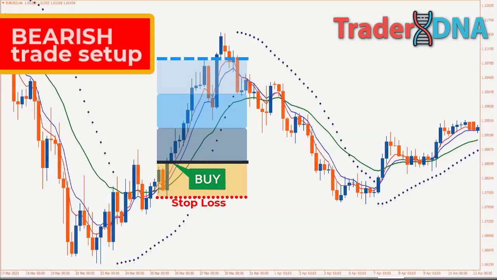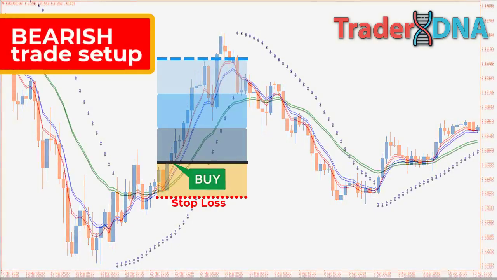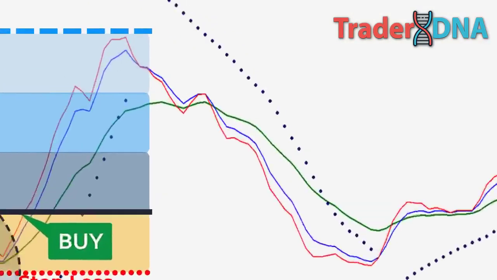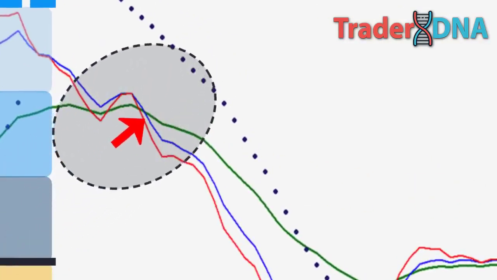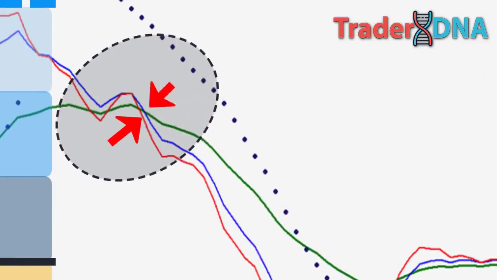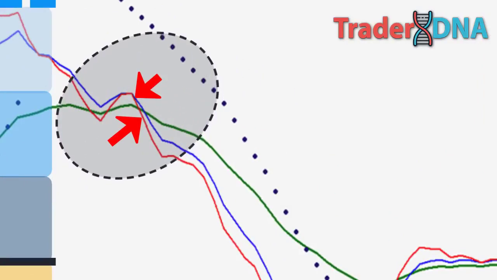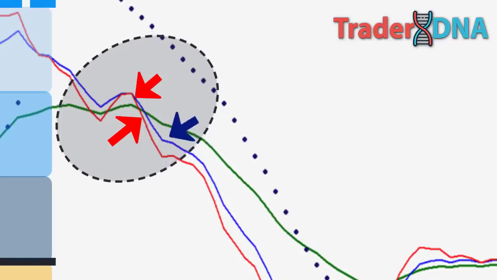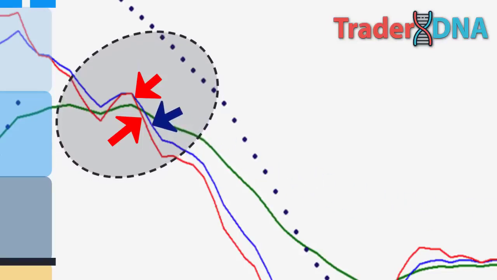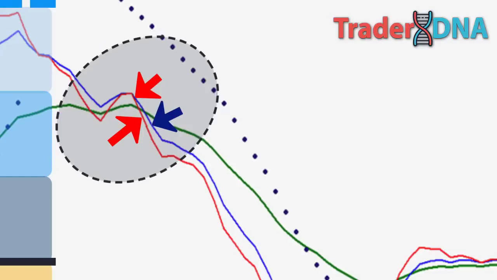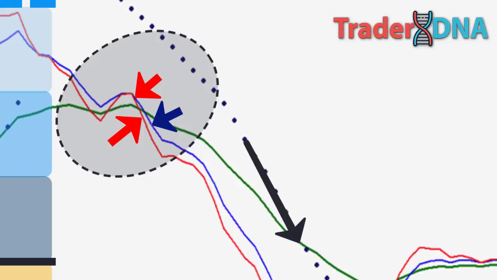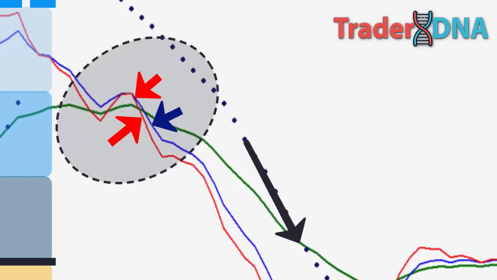Bearish trade setup. Enter sell orders when these conditions are true. First, the red 5 EMA line crosses below the green 13 EMA line and blue 8 EMA line. Second, the blue 8 EMA line crosses below the green 13 EMA line. Third, the parabolic SAR dot appears above price candles. Check all these conditions are true, then place a sell order.